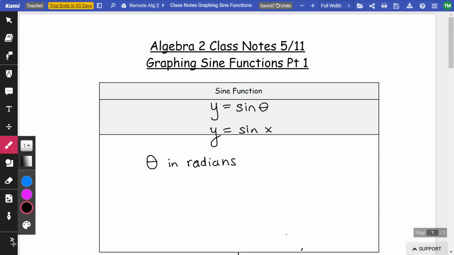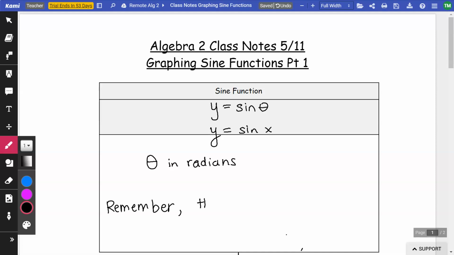Another thing that you want to remember is that the sine of theta is equal to the y value of the point of intersection between the unit circle and the terminal side of the angle of theta. So we're just going to jot that down and remind ourselves what the sine of theta actually is.